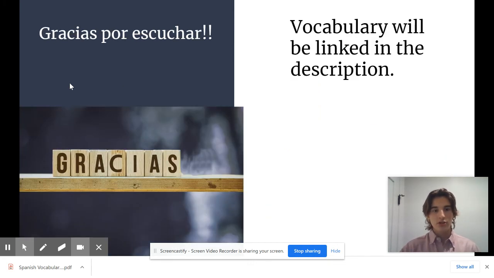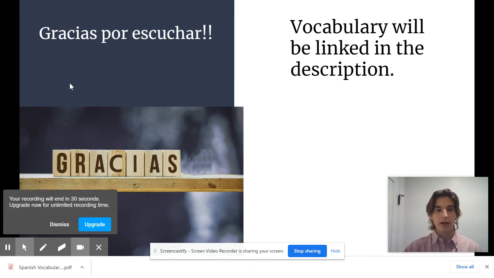Gracias por escuchar, estudiantes. I really hoped this lesson helped clear up a little bit of the differences between articles in Spanish before you dived into the vocabulary. I linked a little bit of vocabulary in the description from Realidades Uno, Capítulo Uno. My school uses it, and I really like the vocabulary they use for basic Spanish. So you can review those.